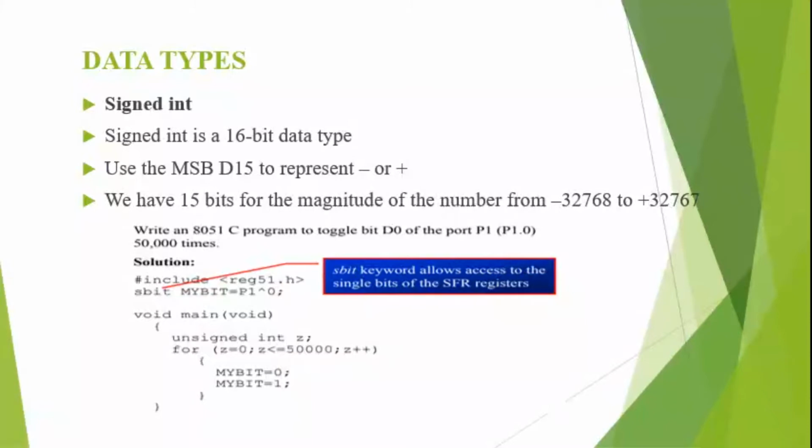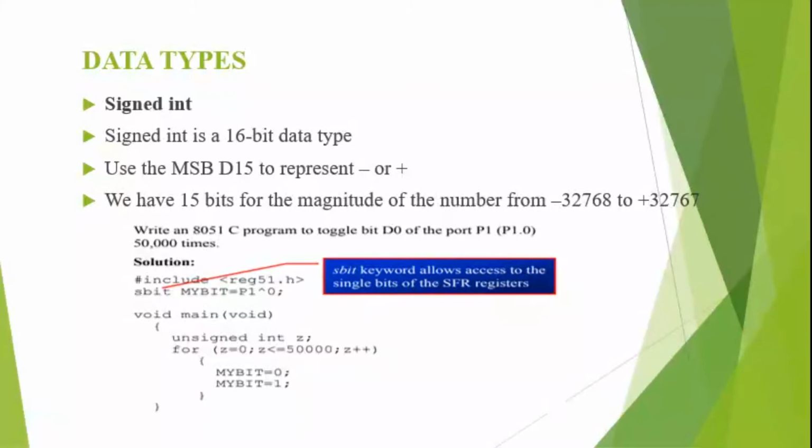Now let us see the example for unsigned int. Write an 8051 C program to toggle bit D0 of the port P1 50,000 times. So we have to access the port 1's D0 bit, so we are using the sbit data type. Since a single bit of the SFR register is to be accessed, we use this data type sbit.